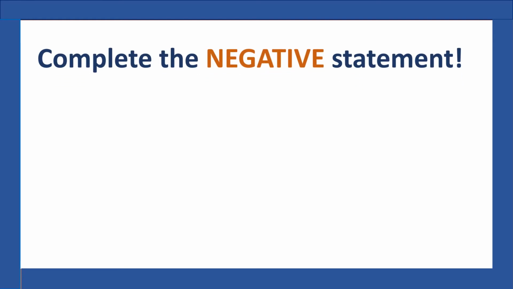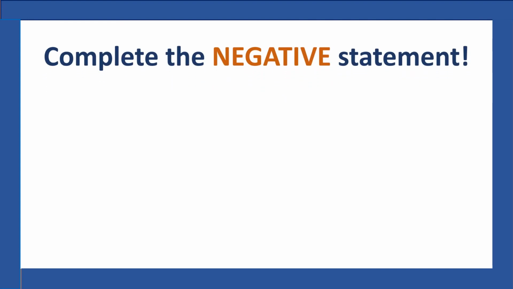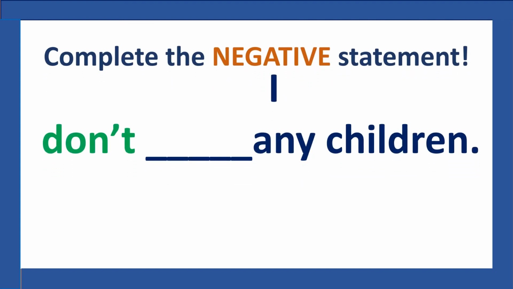Complete the negative statement. My parents don't. What do we have? Helping verb. Do you know what my parents don't? No. You need to put a verb. My parents don't speak English. My parents don't drive. My parents don't work. Complete the negative statement. I don't any children. Do we have verb to be or helping verb? Yes, helping verb. I don't have any children.